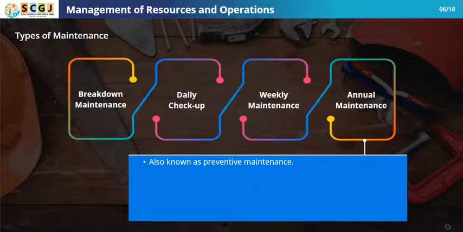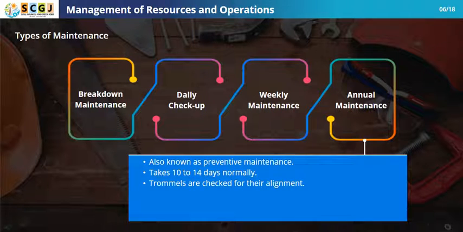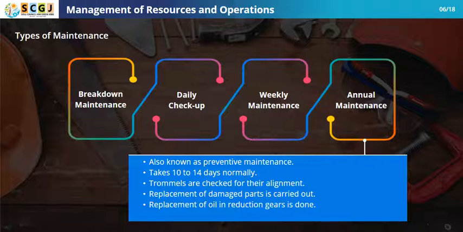Annual maintenance is also preventive maintenance. Normally 10 to 14 days are taken for annual maintenance. Trommels are checked for their alignment. Replacement of damaged nets, pipes, rectangular pipes, bearings, sprockets, chain, conveyors, conveyor rollers, return rollers and other such parts is carried out during annual maintenance. Replacement of oil in the reduction gears, repair of motors, painting of machines, and other such activities are also carried out.